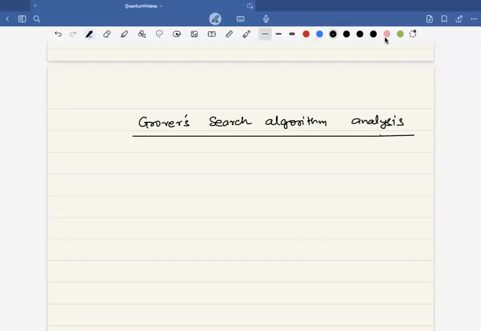So let's look at the analysis of the Grover search algorithm. So recall that the Grover search process can be looked at as rotation on a two-dimensional subspace. So let me draw that subspace.